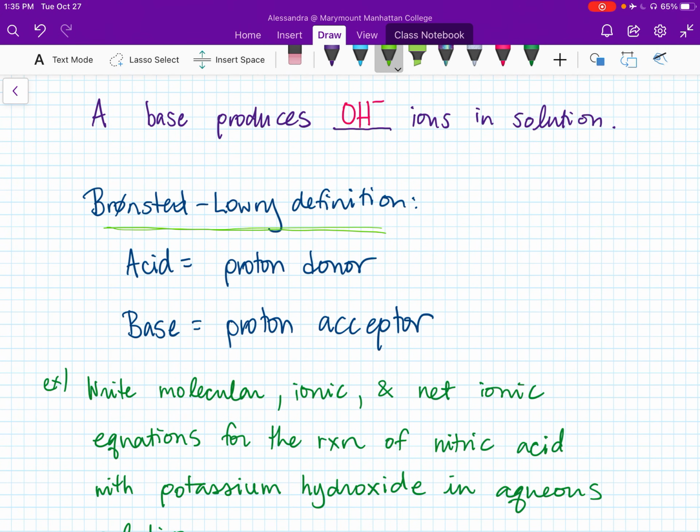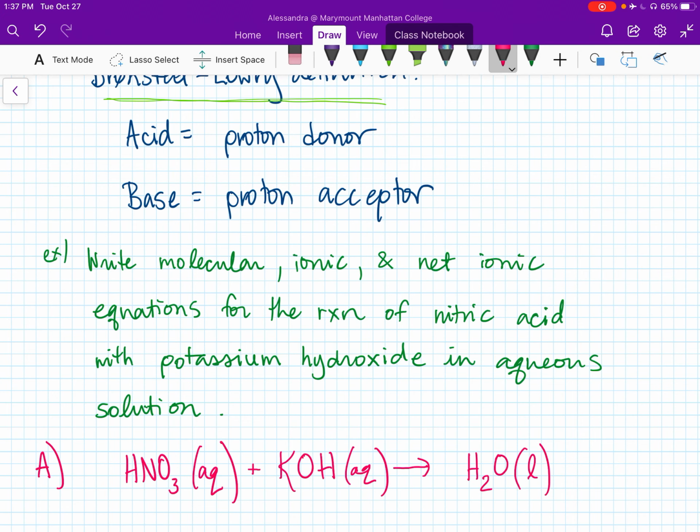Whenever an acid and a base react together, the acid serves as the proton donor and the base as the proton acceptor. So what happens here is the hydroxide, OH minus, accepts a proton to become water. So water is always going to be a product of a reaction between an acid and a base like this. The KNO3, I'm just going to write as spectator ions that are not really involved in the reaction.